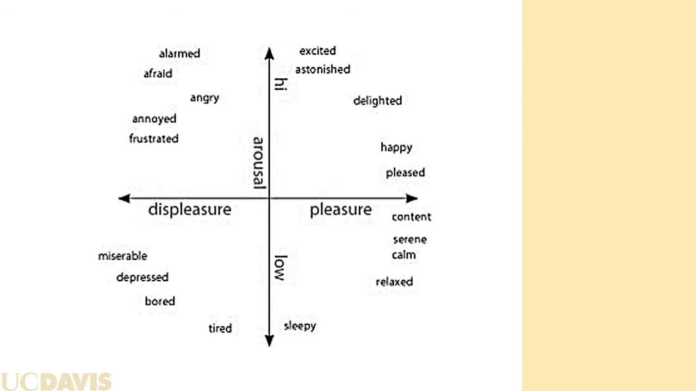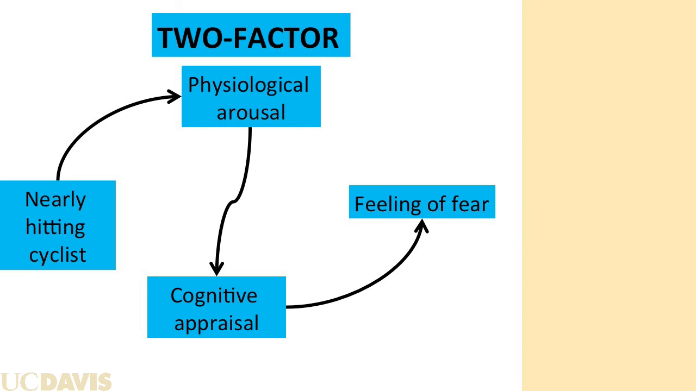So we can describe a given emotional state in terms of how aroused you are and whether you're experiencing that state as positive or negative. The two-factor theory would say that the arousal part comes from your body and the valence part comes from your cognitive appraisal of the situation.